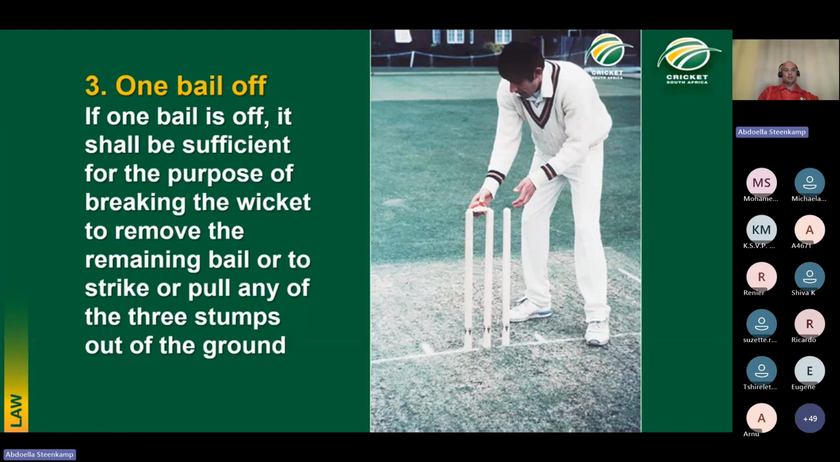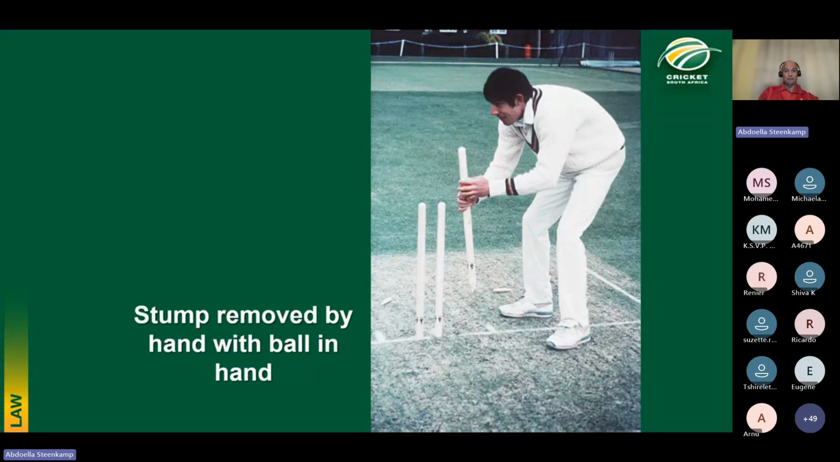There are instances when one bail is off, let's say the wind only blows one bail off. How do we put the wicket down? The law tells us if one bail is off, to put the wicket down, all you need to do is remove the other bail. And you've then successfully and legally put the wicket down by just removing the other bail. So that is one bail off. How do we put the wicket down if both bails are off? If the wind blows both bails and they're on the ground.